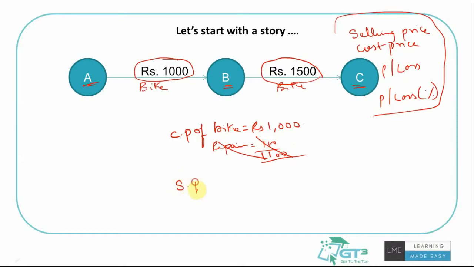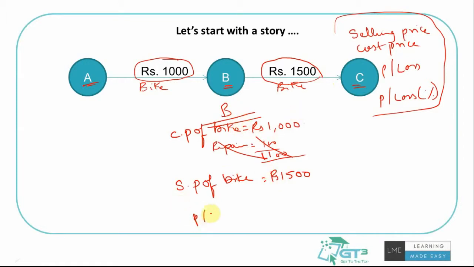Now what is the selling price of the bike for B? This is for the entire perspective of B. He sold the bike for ₹1,500 to C. So selling price is the price at which the seller, or the person whom we are concerned about, is actually selling the product to some other person, customer or someone else. So B sold the bike for ₹1,500.